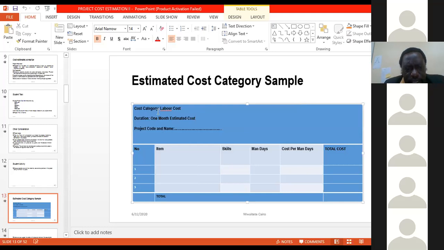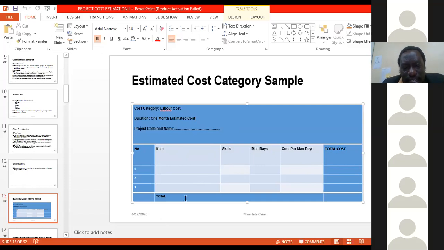You have the cost category. This is labor cost. Duration might be 1 month. The project code and name, you put it right there. Number, this is the serial number. Then you have the item. It might be the labor. It might be the mason. What type of skills do you want? Maybe mason, how many days it will take, the cost per man-day, and how much the total cost will be. So you will have to identify all these types of costs in each package of the projects.